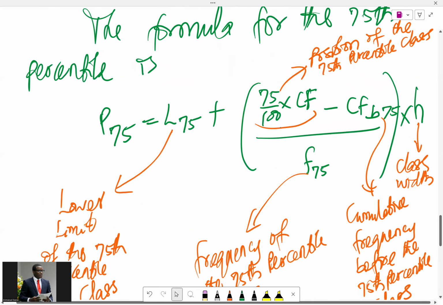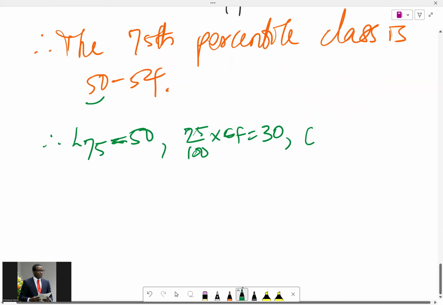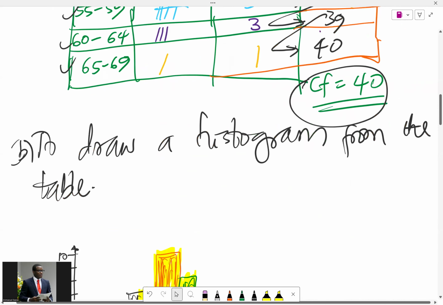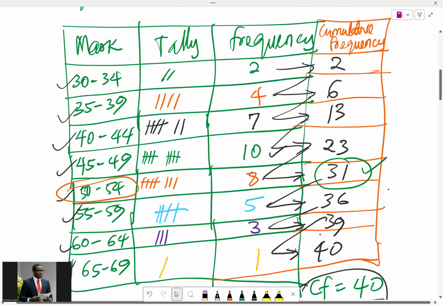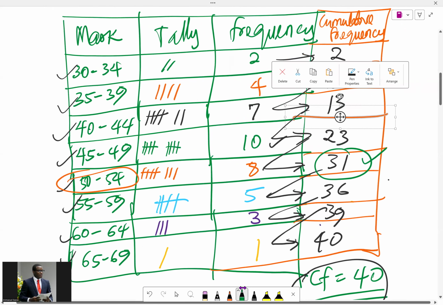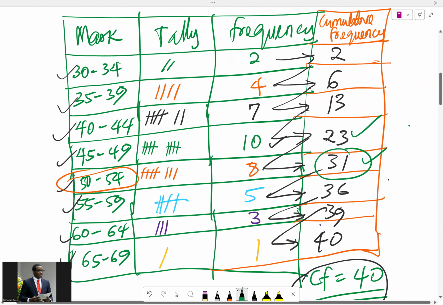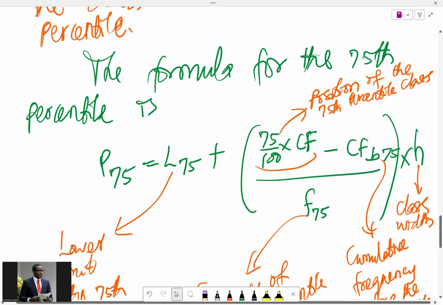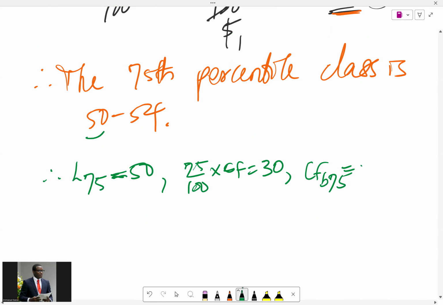Then the cumulative frequency before. So the cumulative frequency before the 75th percentile class, that is the cumulative frequency before you get to that class. At that class, cumulative frequency is 31. So the cumulative frequency before is this 23. That's the cumulative frequency before the 75th percentile class. We have that as 23.